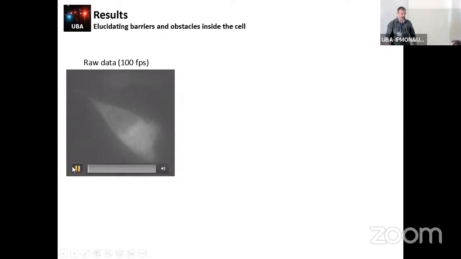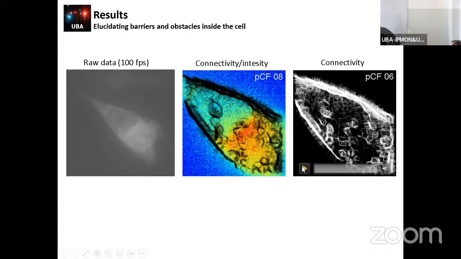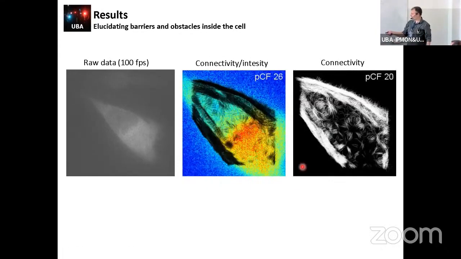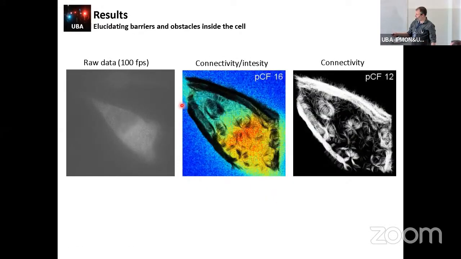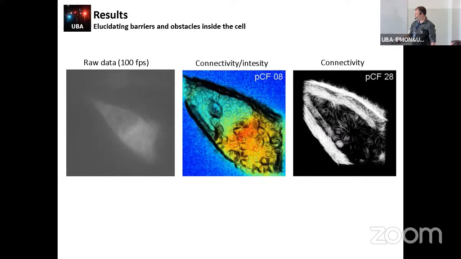So this is usually a set of data. This is what we are looking at. We are looking at basically a lot of noise, a little bit of fluorescence. And with this, we generate these kinds of maps where we can start to see the connectivity, and you can see the barriers of the cell. You can see the interior of the nucleus, the nucleolus, etc., and some other connectivities in the cytoplasm.